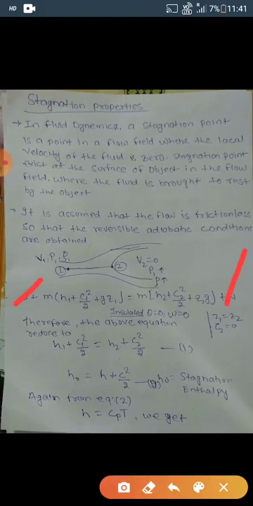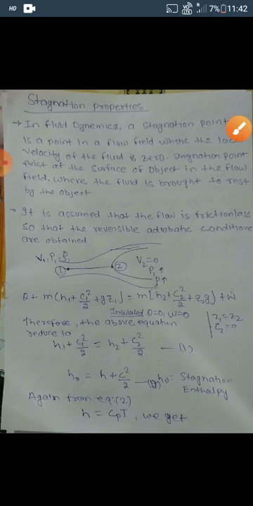So you can write H1 plus C1 square by 2 equal to H2 plus C2 square by 2. Point 2 is a stagnation point, so the velocity is 0. So you can write H naught is nothing but H2, H naught equal to H1 plus C1 square by 2. So H2 is also written as H naught, and that is the stagnation enthalpy.